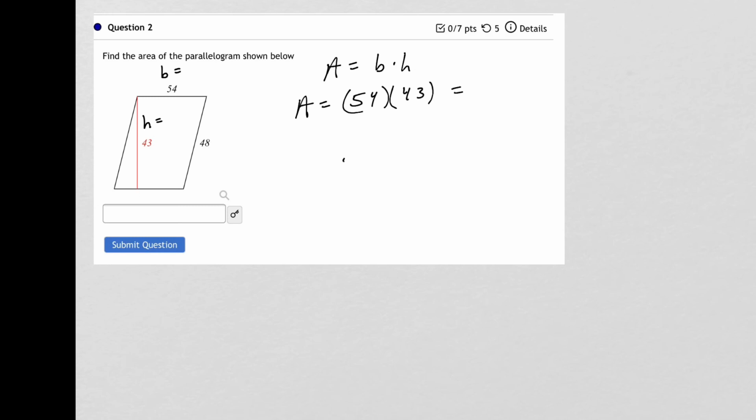Okay, so I need to multiply this out. 4 times 4 is 16, and so on. So it looks like 2,322. And they didn't give us any particular units, so it's just square units. You can just leave it as 2322.